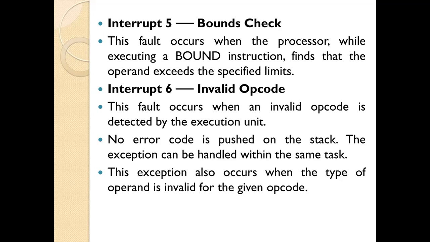The fault occurs when a processor, while executing the BOUND instruction, finds that the operand exceeds the specified limit, that is interrupt 5. This exception also occurs when the type of the operand is invalid for a given operation. No error code is pushed on the stack during interrupt 6. The exception can be handled within the same task.